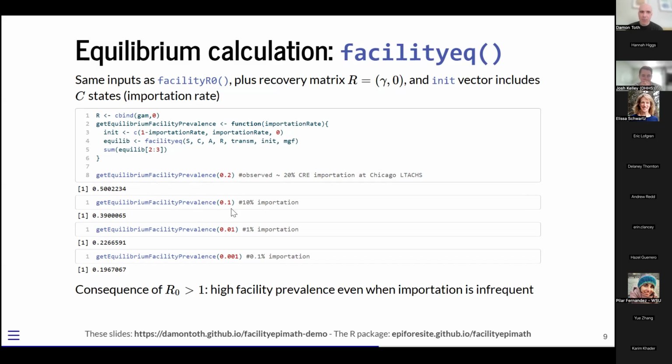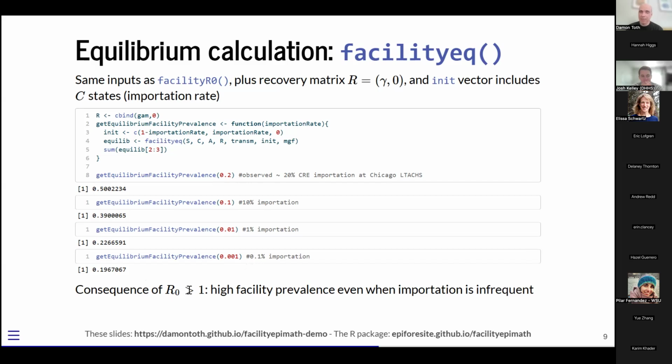And so then you can see how the facility prevalence changes if you reduce the importation rate. You can see here we reduced it to 10%, 1%, all the way down to 1 in 1,000. And you can see even if only 1 in 1,000 admitted patients are colonized, your equilibrium facility prevalence is still very high at about 20%. That's a consequence of R naught being greater than 1.